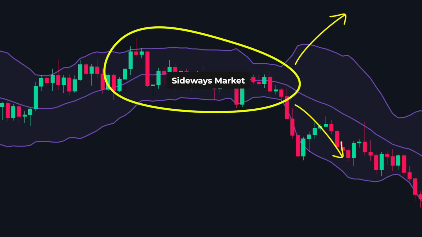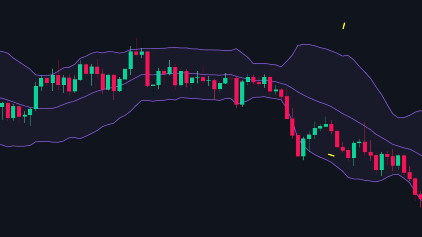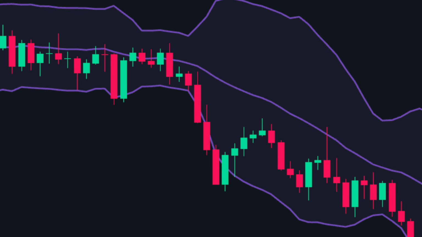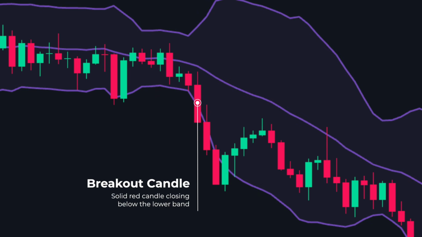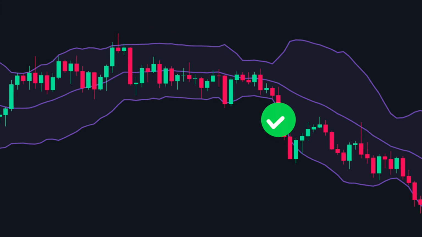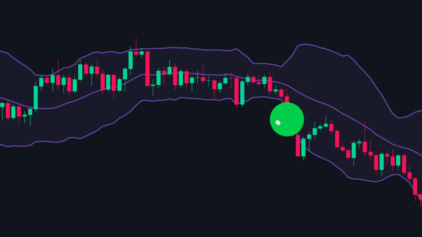We wait for the price to break above or below this range. On this candle, the price breaks and closes below the range. It is a large red candle with a strong close. So, this is a valid breakout setup.